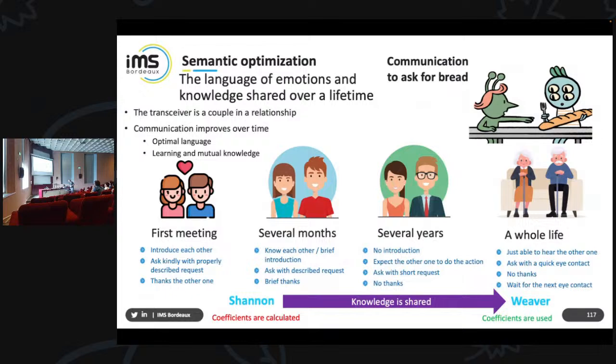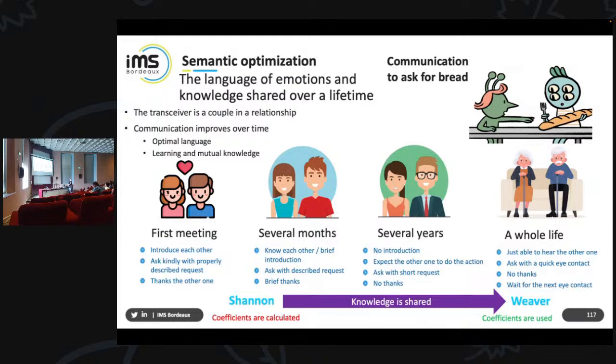What time is it? Oh, almost time. I know it's a lot of information. But think what is semantic, from Shannon to Weaver. I'm using that coefficient and my circuit to convert information. It's like when you meet someone. The first meeting, you don't know each other. You are purely in Shannon style.